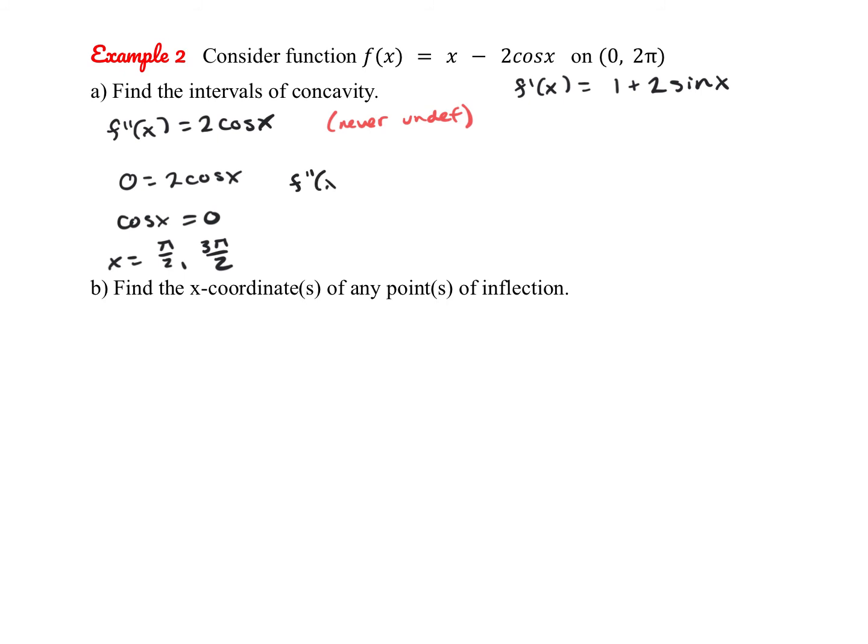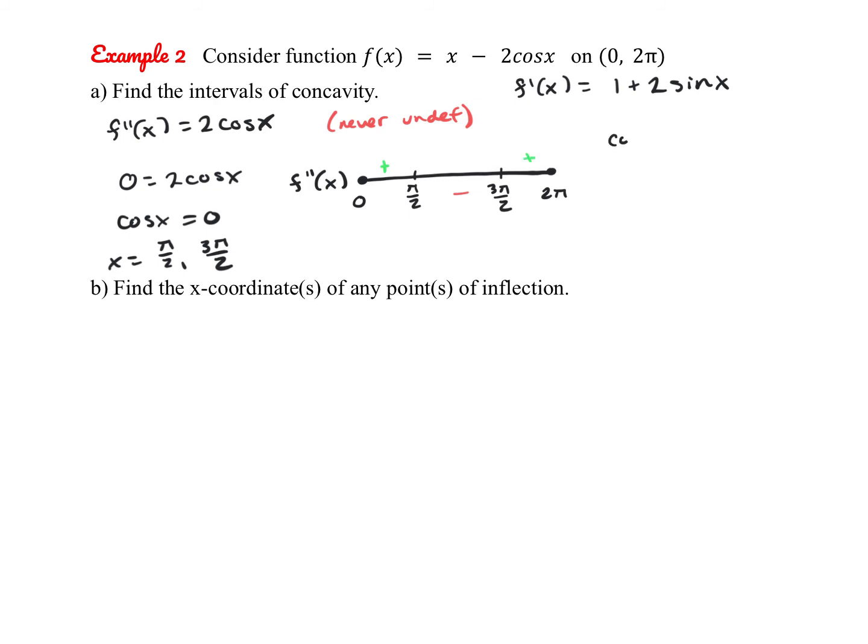So now we just need to do a quick little sign analysis to figure out where our second derivative is positive or negative. So here's our endpoints. Here's pi over 2 and 3 pi over 2. So we know that cosine is always positive in quadrant 1. It's negative in quadrants 2 and 3, and it's positive again in quadrant 4.